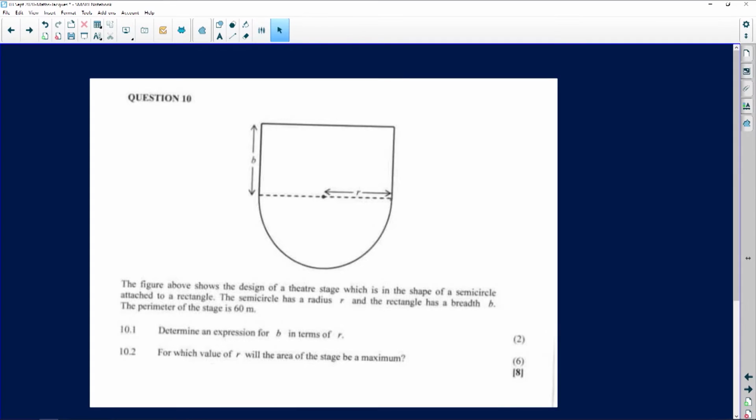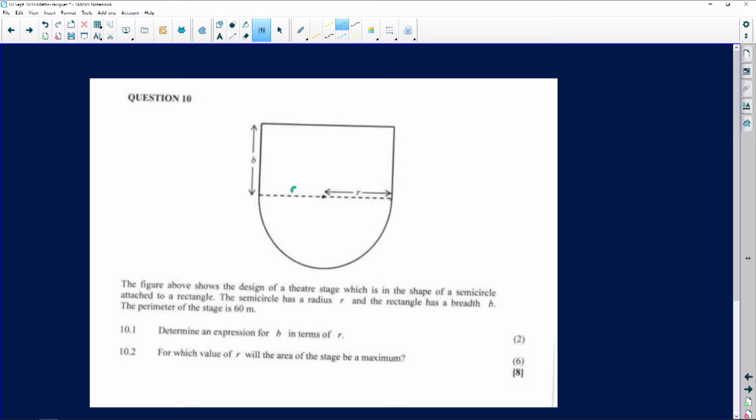Okay, let's move to our next question. Our next question is a calculus one. They've given us this figure. Let's see what this figure represents, and we're going to underline. The figure above shows a design of a theater stage, which is in the shape of a semicircle.